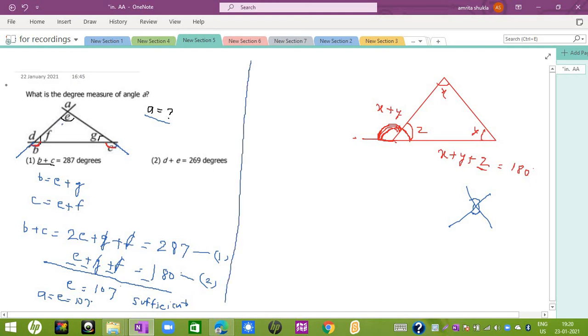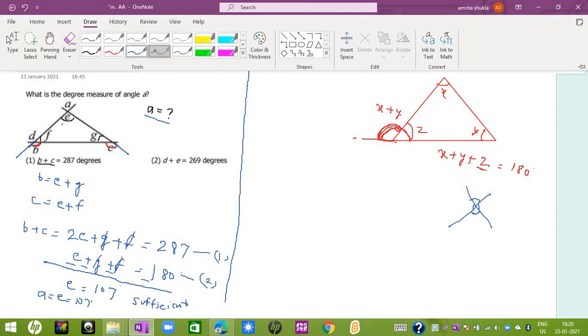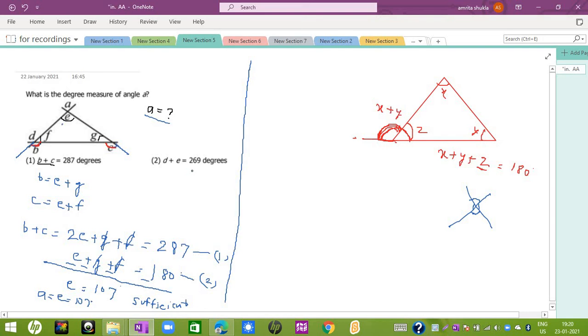Let me change the color this time. Now, if you look at the second statement, it is given that D plus E is equal to 269 degrees. This is the second statement, okay? And we are going to consider it alone. We have considered statement 1 alone, and we found that it is sufficient. Now let's go to statement 2 and consider it alone. So you are given D plus E is equal to 269.